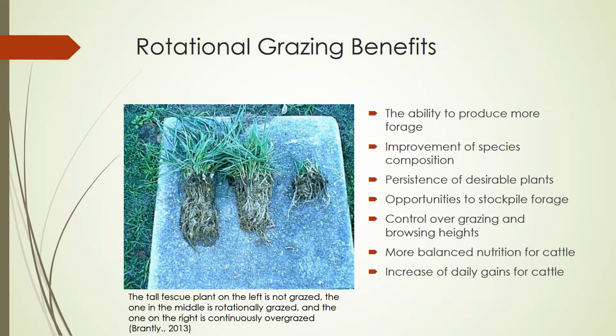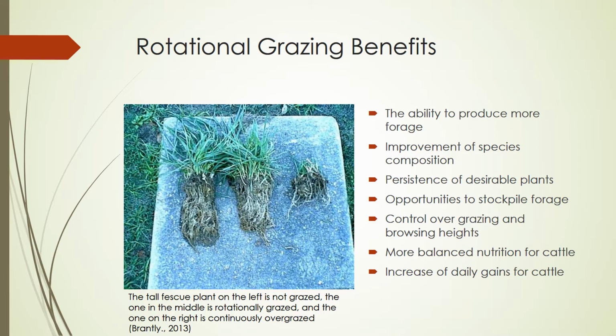With rotational grazing, there is an improvement of species composition. This is due to the persistence of desirable plants and their ability to compete with the non-desirable plants in a rotationally grazing system. Rotational grazing also gives the producer the opportunity to stockpile forages. This allows him to let them rest during the growing season and come back to them at a later point in the year when other forages are not growing. It gives them control over grazing and browsing heights.